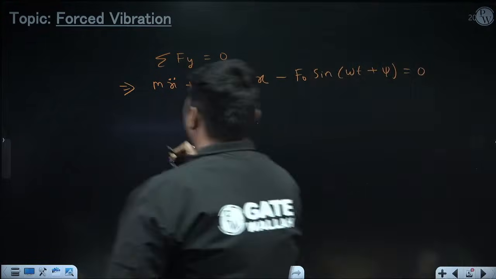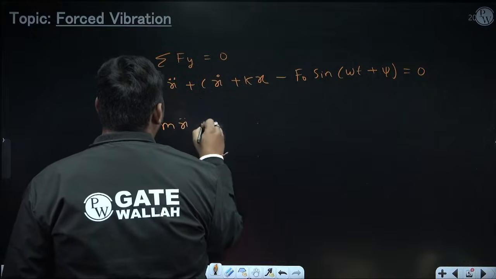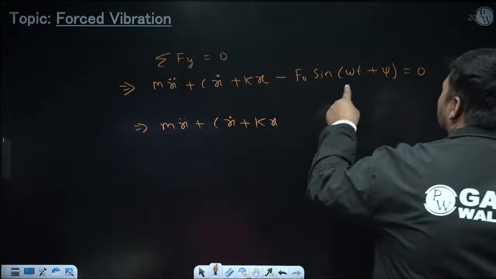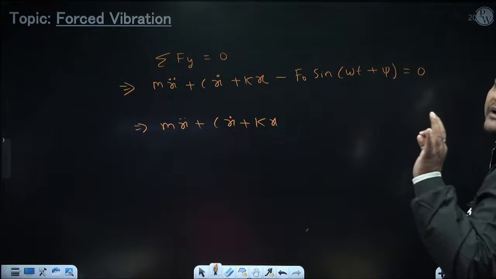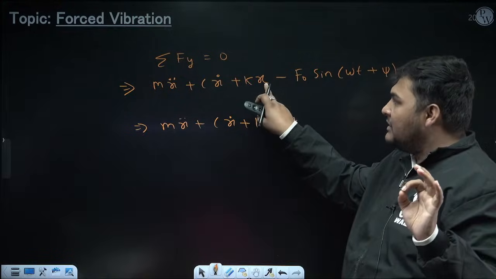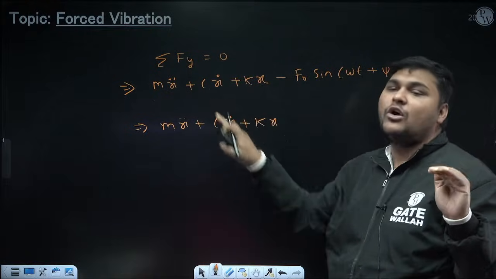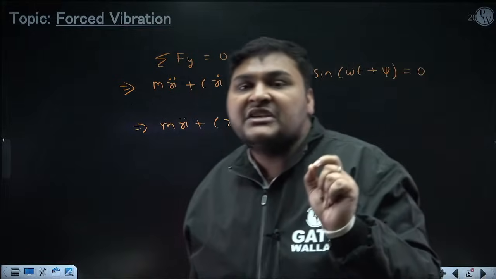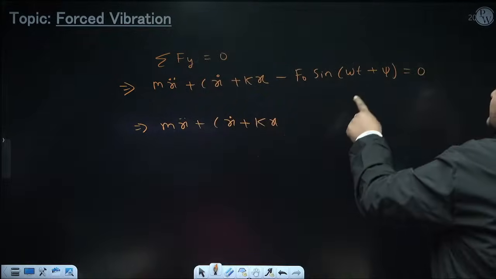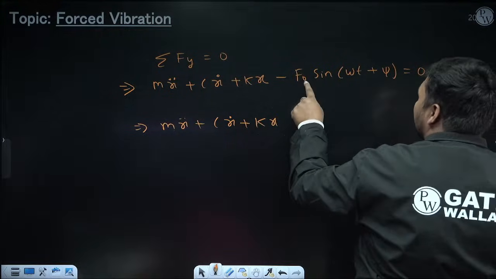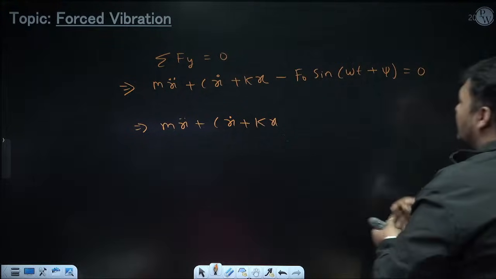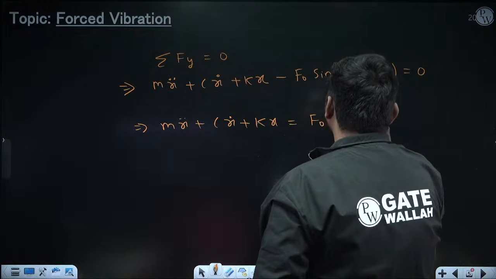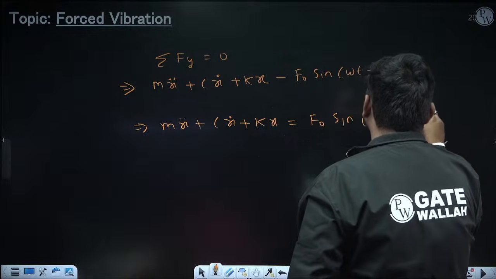Now it will be m x double dot plus c x dot plus kx. You can see this is the function of time only, and here time is the independent variable. Here x is the dependent variable. x dot is dx by dt, x double dot is d square x by dt square. So you can see in this equation one separate function of time is coming. Shift that function to the RHS. So this equation will be like this. The minus will come to this side and become plus, so plus f naught sine omega t plus psi.